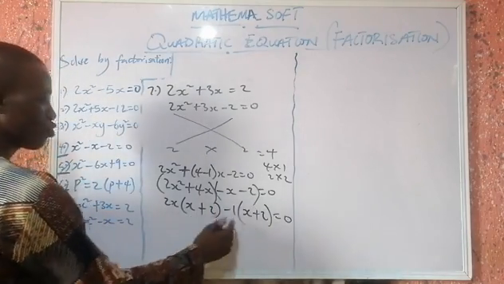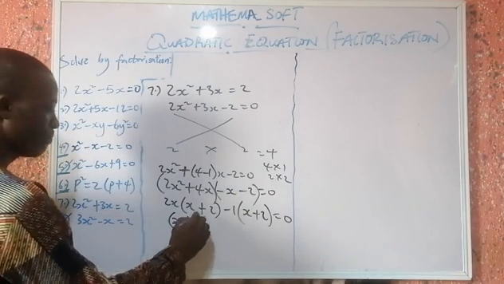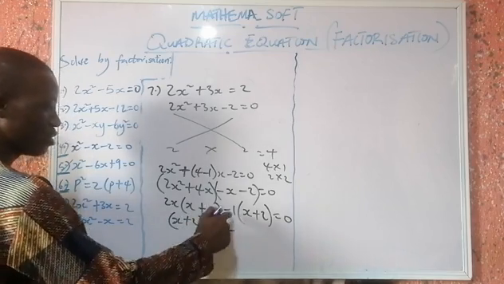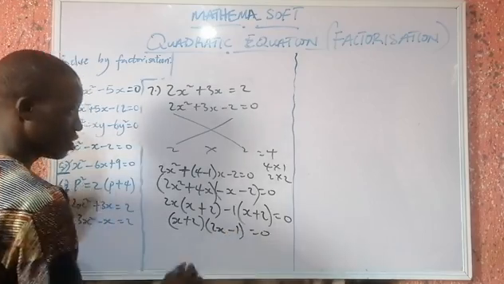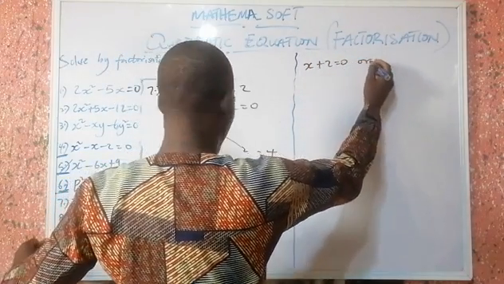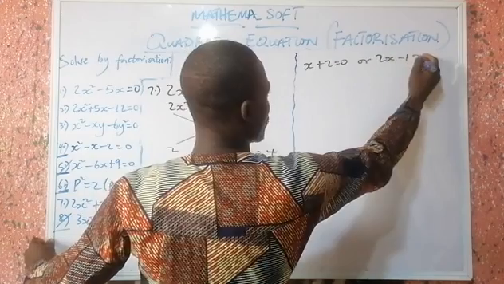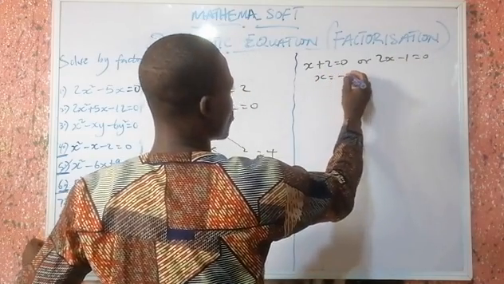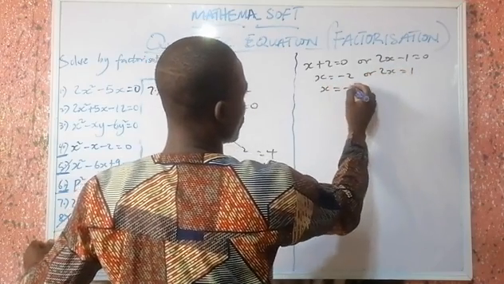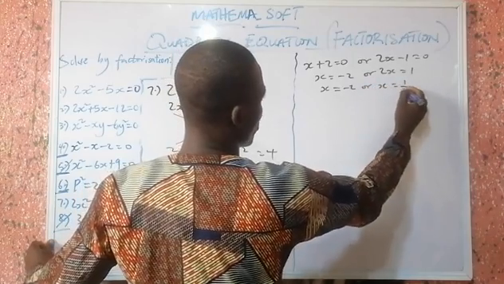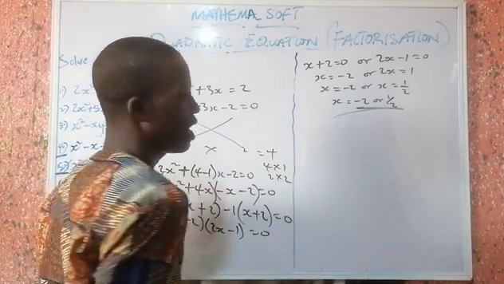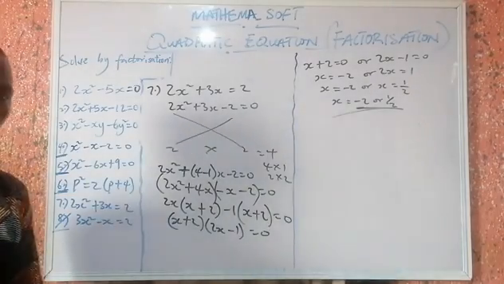So x plus 2 is common now. So I'll bring out one of them. What will be left here after I've brought out x plus 2? That will be 2x minus 1 equals 0. And then I can say that x plus 2 equals 0, or 2x minus 1 equals 0. x equals minus 2, or 2x equals 1. x equals minus 2, or x equals 1 over 2. x equals minus 2, or 1 over 2. And this is the solution to question number 7.